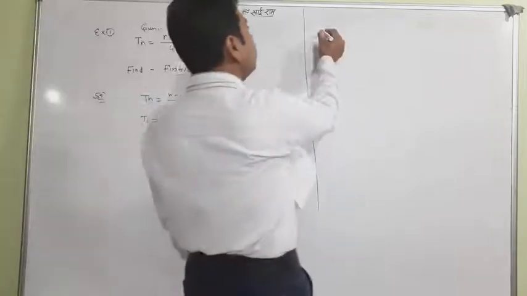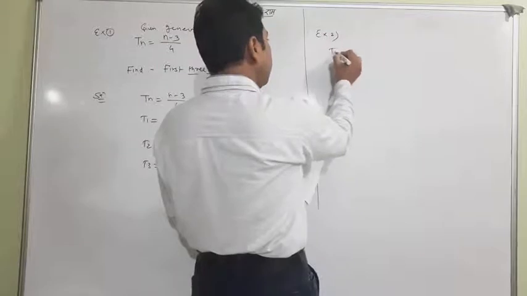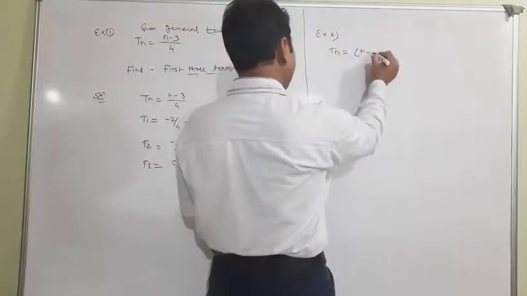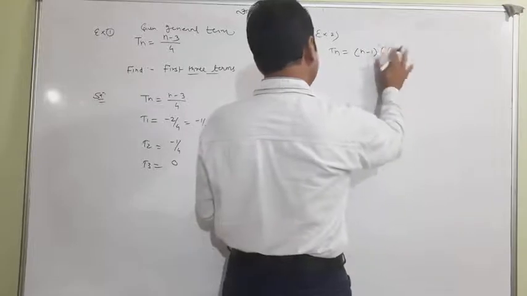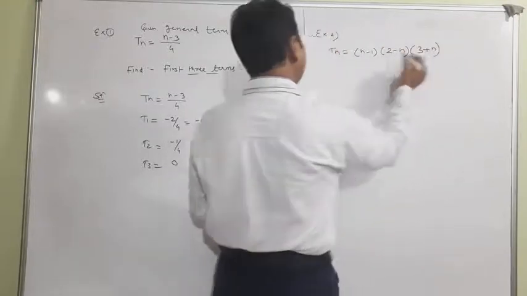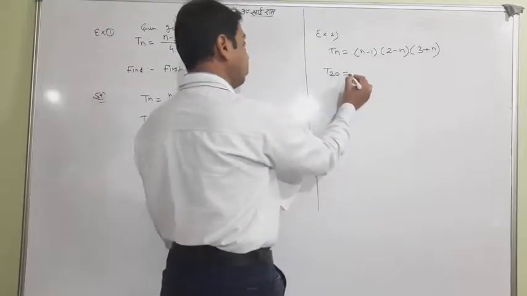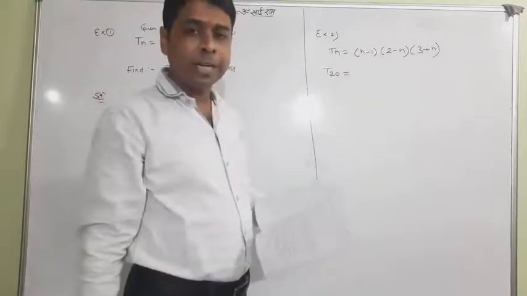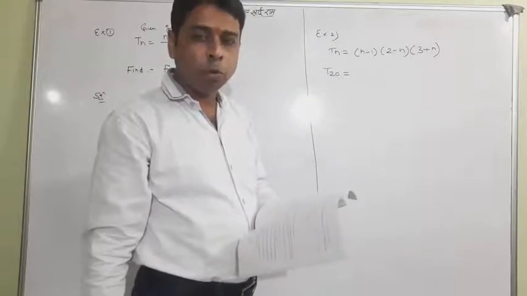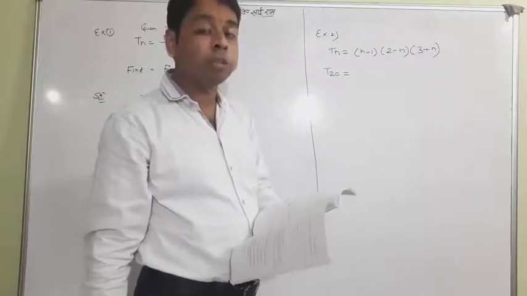Example number 2. We are given a sequence Tn equal to (n minus 1)(2 minus n)(3 plus n), and you are told to find the 20th term. You can read the question. It is on page number 180, example number 2. You have to find the 20th term of the sequence.